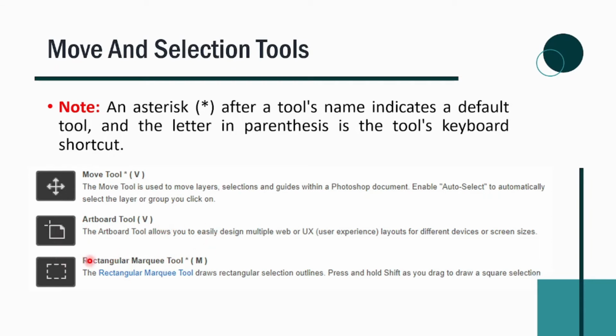Let's proceed to rectangular marquee tool. Ang iyang keyboard shortcut is letter M. Okay, letter M, rectangular marquee tool, which draws rectangular selection outlines, and press and hold shift as you drag to draw a square selection. Okay, so pag i-drag naman siya from here to here, so marquee tool. Mag-select lang ka og naka-square nga part sa imong image. Okay, and just like that.